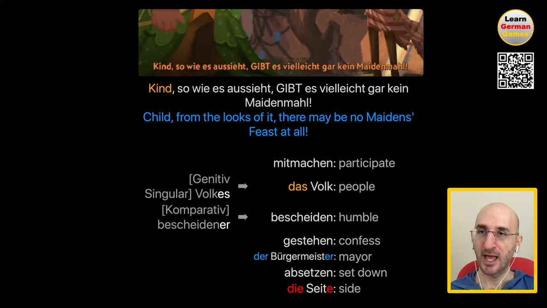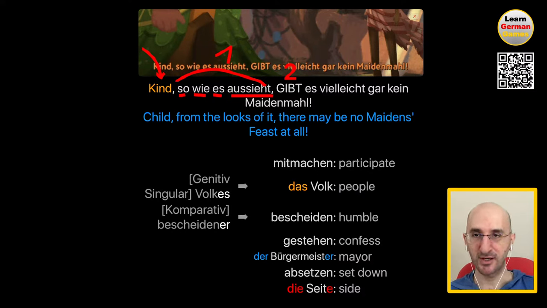Also, Kind, so wie es aussieht, like it looks, so from the way it looks, gibt es, and here as well, the verb is in the second position because the first thing here is considered one logical entity, so this is like number one, and Kind isn't really part of the order because he's just getting her attention, child, so grammatically it doesn't really have any kind of index or order. Gibt es vielleicht gar kein Maidenmahl? There may be no maiden's feast at all.